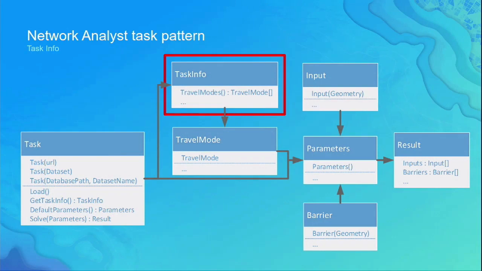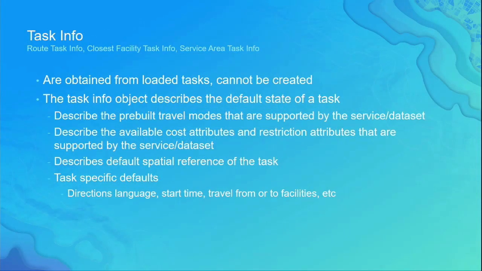Up next, what I want to talk about is this task info object. Task infos are obtained from loaded tasks. They can't be created. So you can't create a task info object on your own. It describes the default state of the task. It describes the travel modes that are available to you, either that the service is set up with or that were built into the local data. It describes the available cost attributes and restriction attributes that are supported. It describes the default spatial reference of the data. Maybe it's some custom coordinate system. And it also has an awful lot of task-specific details.